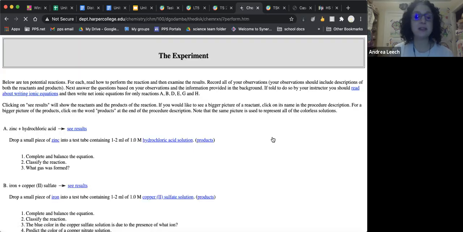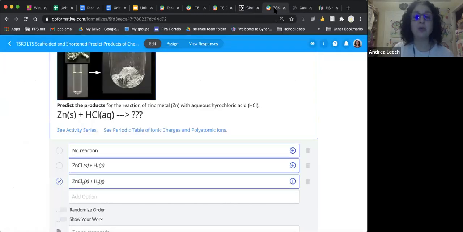So if I go into this experiment, it says drop a piece of zinc into a test tube containing hydrochloric acid solution. If your students can automatically put that into a chemical equation and write that out already, that's great. In the past, I've seen that mine are not quite there. So here we've taken the zinc metal and the hydrochloric acid and put in the chemical symbols. Then they're just supposed to figure out what it is going to make.